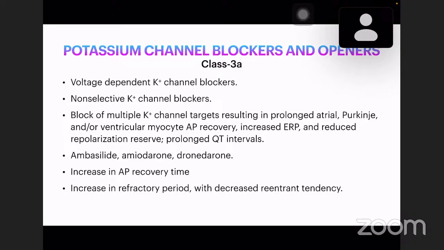So block of multiple potassium channel targets resulting in prolonged atrial, Purkinje system, and ventricular myocyte AP recovery, increasing the ERP and reducing the repolarization reserve and prolonged QT intervals. So the drugs included are ambasilide, amiodarone, and dronedarone. So they increase the action potential recovery time, increase the refractory period with decreased re-entry tendency.